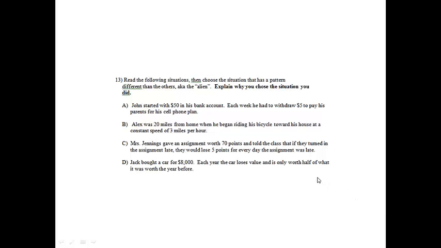Okay, problem 13 says to read the following situations, then choose a situation that has a pattern different than the others, aka the alien. Explain why you chose the situation you did. So I saw lots of people just jumping in. We want to find the pattern, which is great.